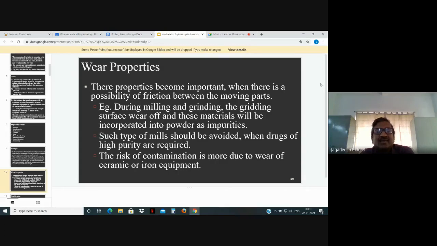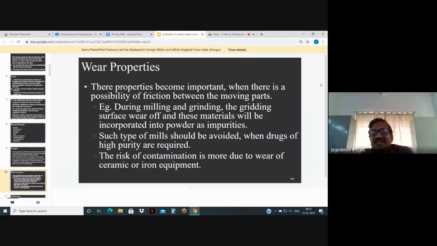So in those cases, we need to either employ some protective measures, or if this impurity is going to be within the limits, lesser than the permissible limits, then there is no problem. Otherwise, we need to change the material of construction. Such types of mills should be avoided most of the time when the drug requires the highest purity. Most of the time this requirement will be specified in the pharmacopoeia. We need to see that specification, follow these norms, select a proper material and use it.